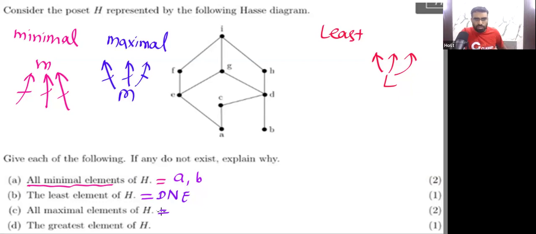Okay, so what is the maximal element here? I can say I, that is the maximal element. There is no other element. Okay, who is the greatest element?